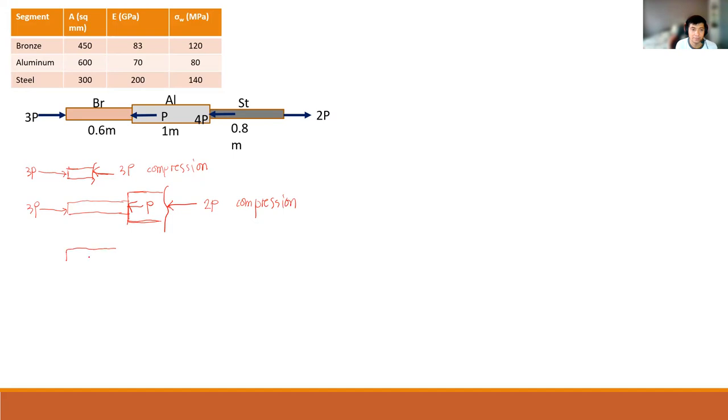Last but not least, we have the steel part. This one is 4P, then you have P here, and then you have 3P going towards the right. So 5P towards the left, 3P towards the right. For balance to be achieved, this should be 2P. Since it's pulling away from the material, this should be in tension. So we can say that the bronze material is shrinking, then this one is shrinking, and this one is elongating.